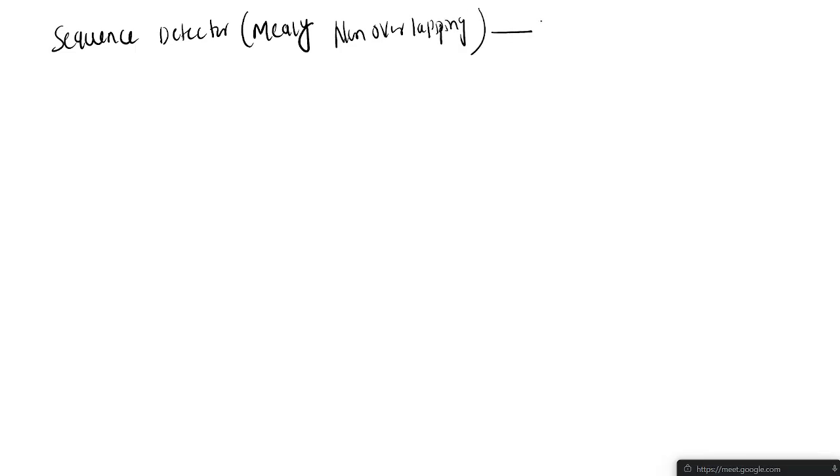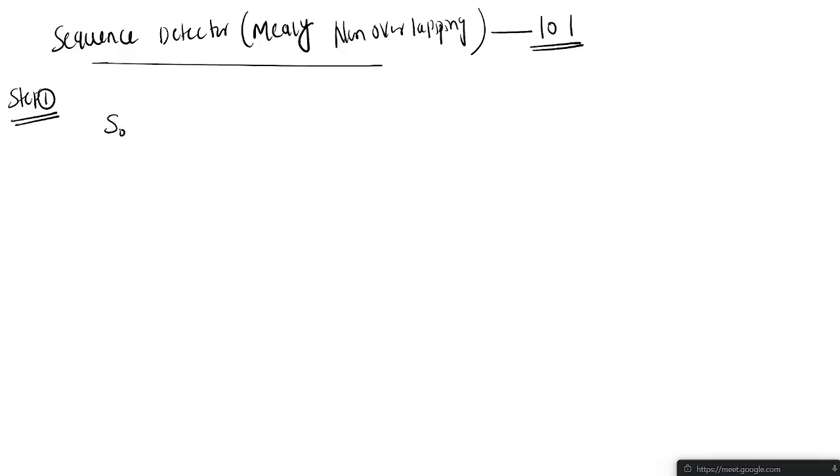Next, I will design this sequence detector, Mealy, non-overlapping, for the sequence 101. First, you need to draw the state diagram. What is the first step? Step one, you need to draw the state diagram. We have already drawn the state diagram.